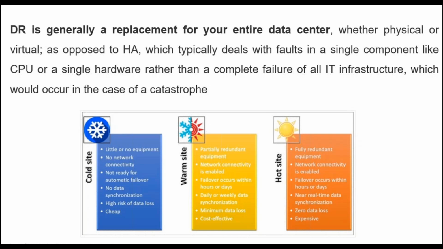A warm site has partially redundant equipment. Network connectivity is already enabled. The failover is going to occur within hours or days, with daily or weekly data synchronization. This is something to take into account once you set the first site and the second site: how you're going to replicate the data from your servers, services, databases, and so on. It can happen on a weekly basis. It's minimal data loss and it's cost effective.